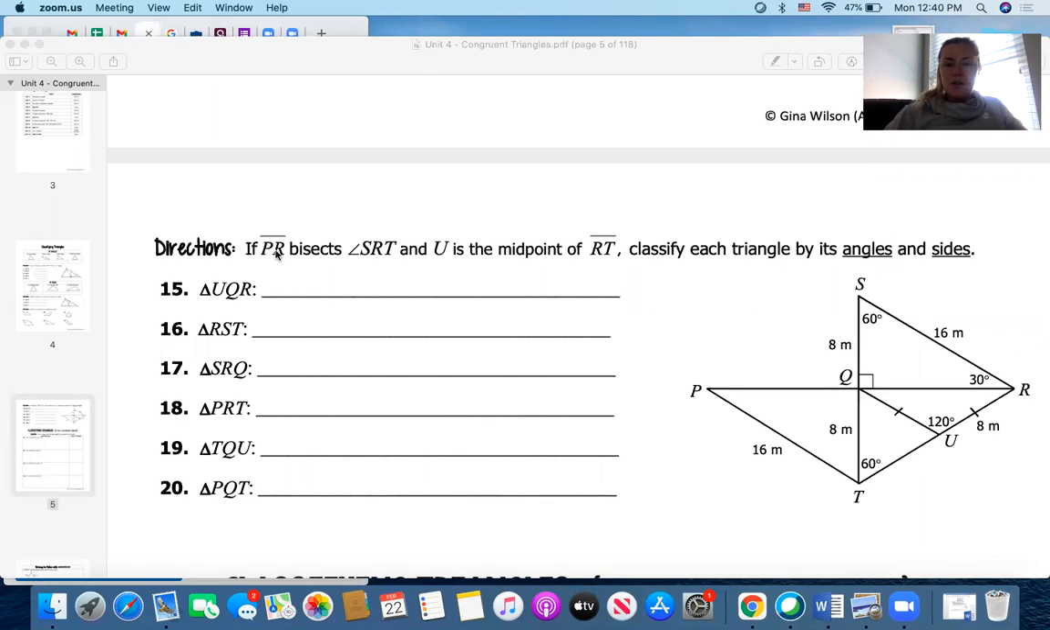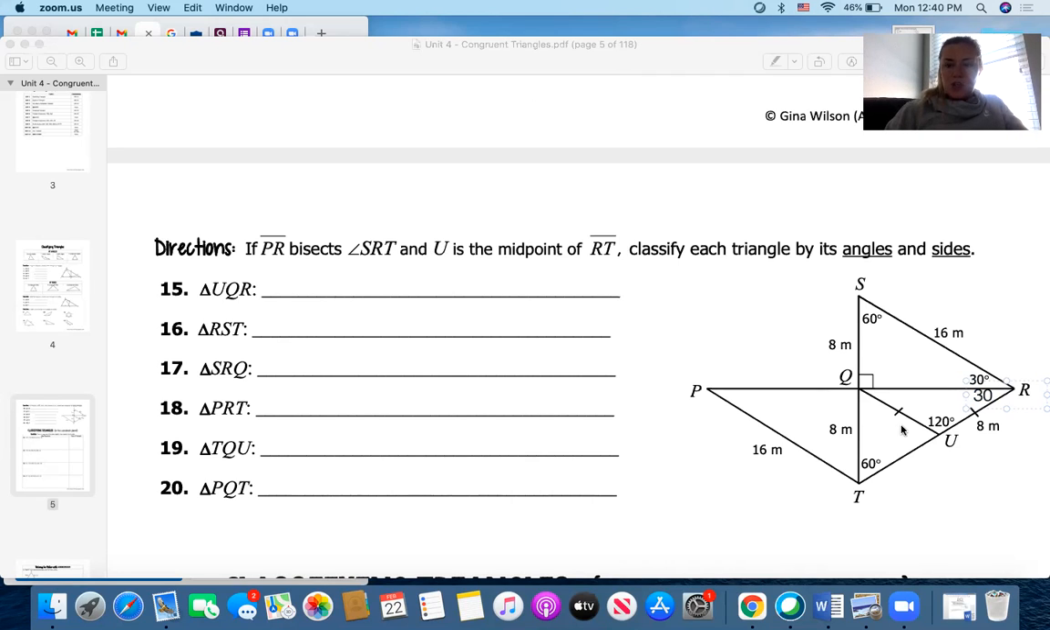It tells us right here in the directions that PR is bisecting. So we have line PR right here bisecting SRT, so this is cut in half. We can go ahead and fill in a little bit of information here. If this one's 30 degrees and it's cut in half, this one would also have to be 30 degrees. So we know that.